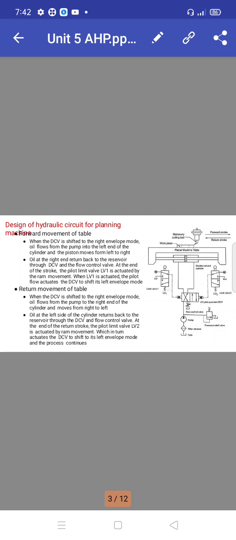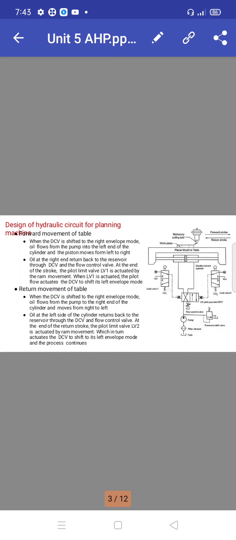Then, design of hydraulic circuit for planing machine. The planing machine is also actuated and controlled by a directional control valve. You have forward movement of the table. Here in the planing machine, the table is the movable one and the tool is fixed. With respect to other machineries used in mechanical systems, the tool is movable and the table is stationary. Here it is just the opposite of the other machineries.